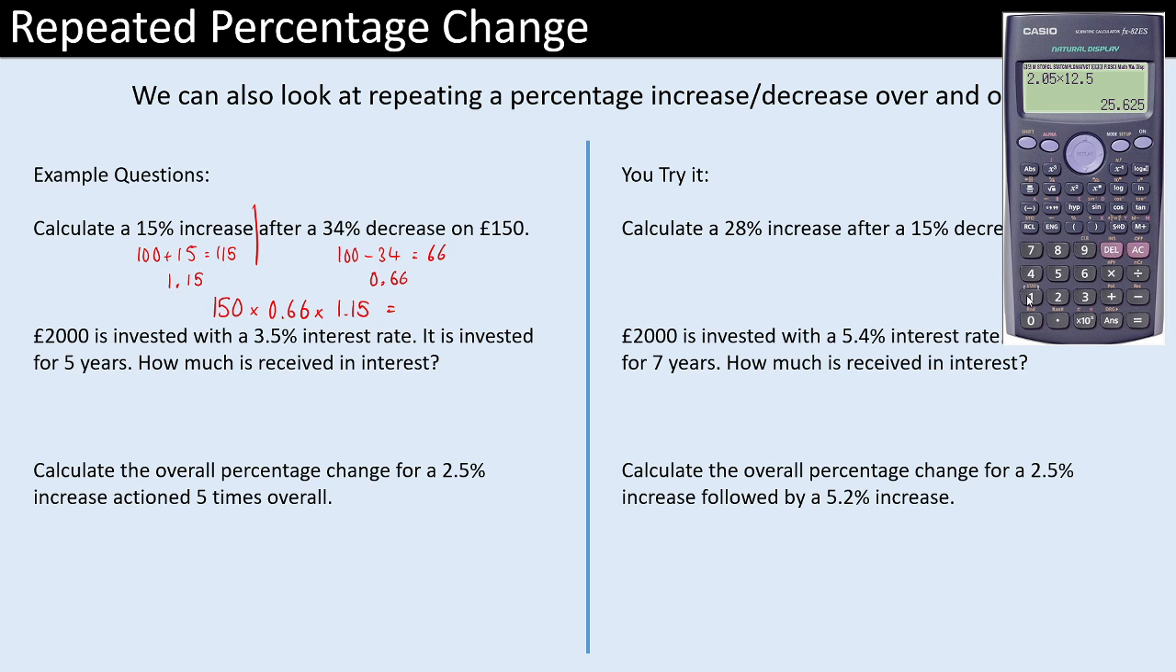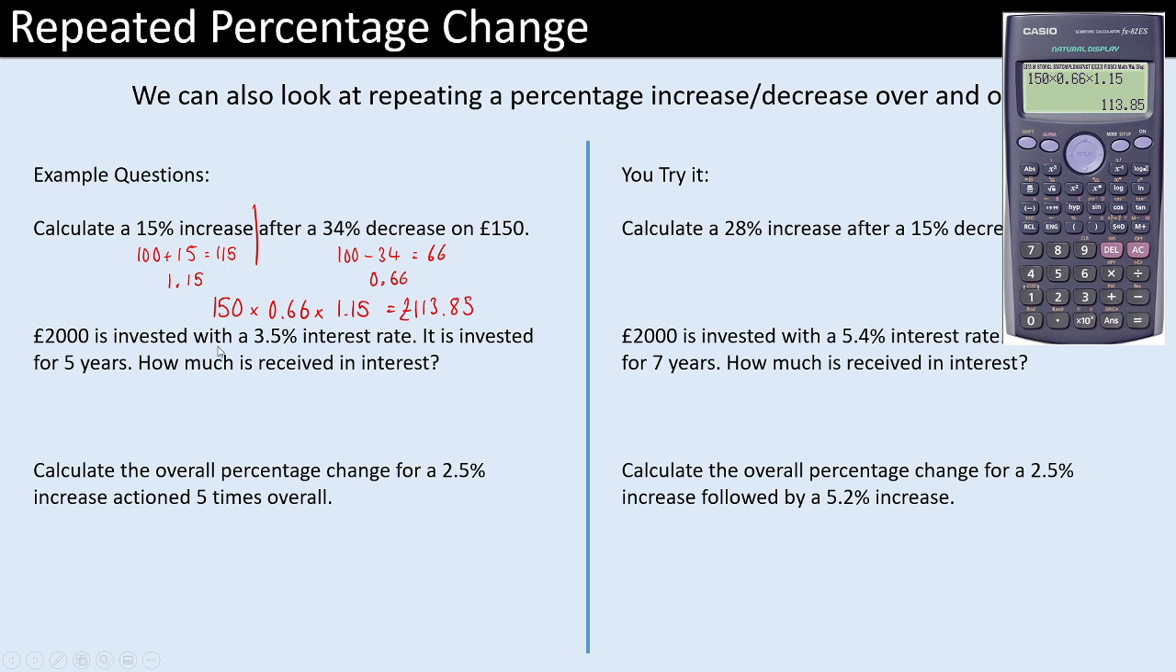So here we go. We've got 150 times by 0.66 times by 1.15, which gives 113.85. Now, this is measured in pounds, so we would only go to 2 decimal places. I would not go any further than that.